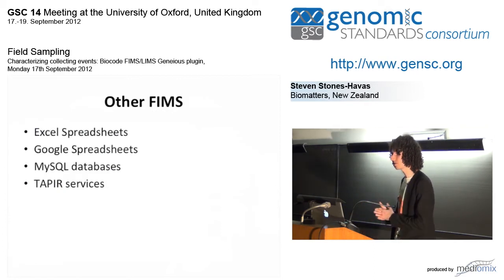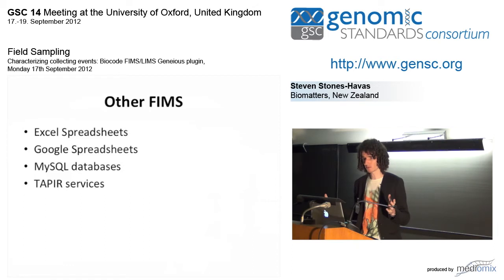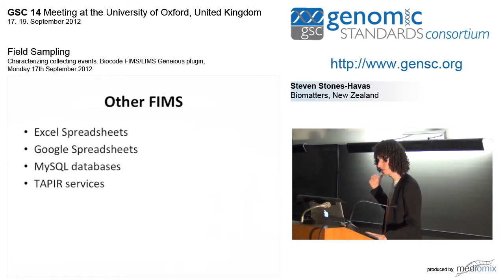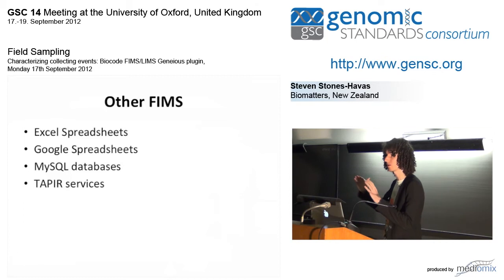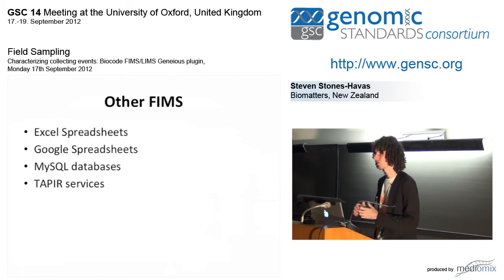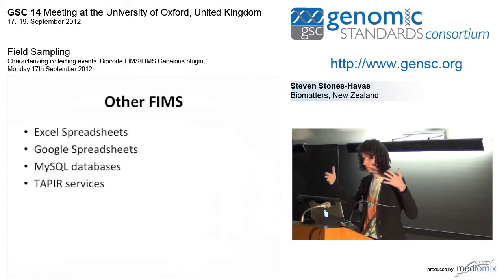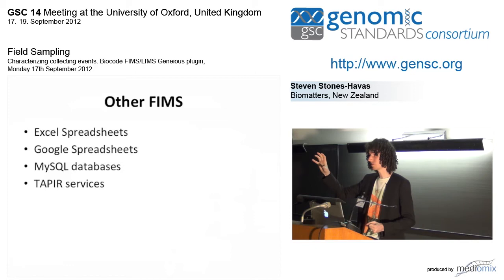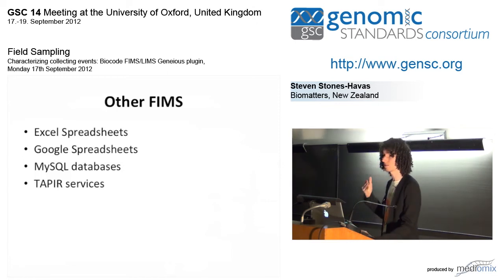We also support other FIMS databases because we want to be as flexible as possible. So we've got Excel spreadsheets, where you can just create a database in a spreadsheet and search it from within the plugin. Also Google spreadsheets, which are really awesome for connecting multiple people together. You can upload a spreadsheet into Google Docs and then connect to it with the plugin and treat it like a database. You can also use a MySQL database directly if you've got your own field tracking system. Or you can use TAPIR services, which is a protocol for connecting collections databases based on Darwin Core.